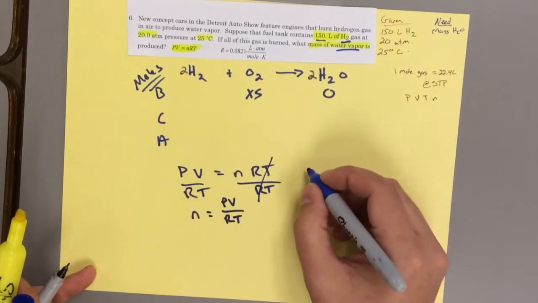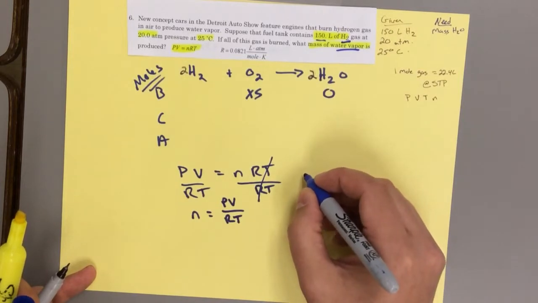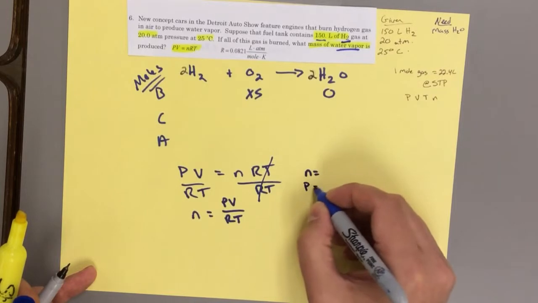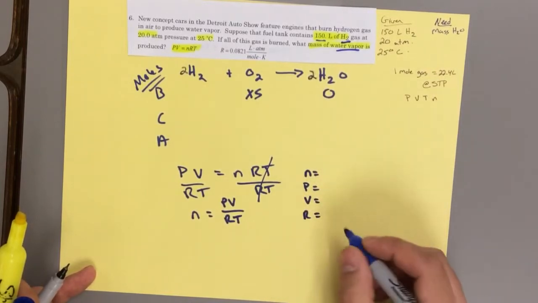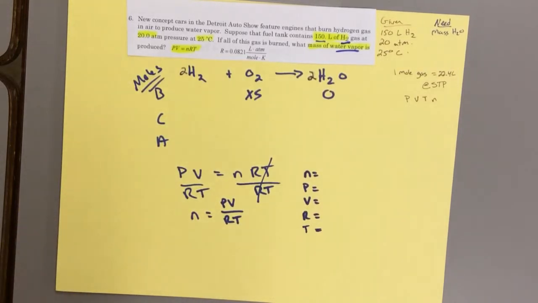With any equation, if you go back to what we learned about how to use these formulas at the beginning of the year, you want to do a little bit of inventory. So number of moles would equal, the pressure would equal, the volume would equal, ideal gas law constant would equal, and temperature would equal. So what are those values? Let's go back to the problem and see.